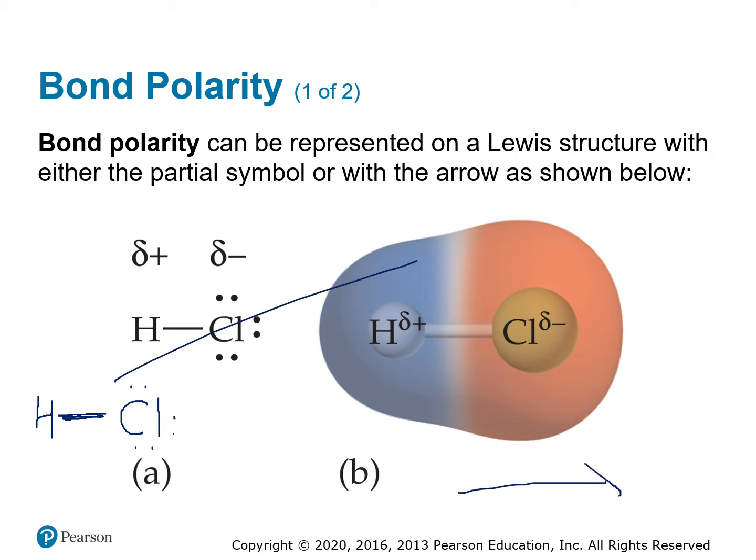Arrow like this, pointing towards the more electronegative atom. So that means the bond is polar.